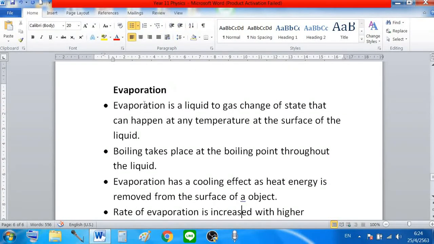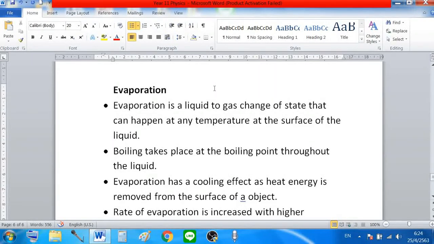Evaporation. Evaporation is a liquid to gas change. So we're talking about liquid water to steam or liquid water to gaseous water. Liquid to gas change of state that can happen at any temperature at the surface of the liquid. So in evaporation, water can evaporate at any temperature. It doesn't have to be 100 degrees Celsius.